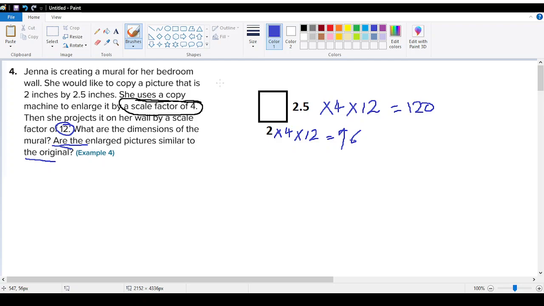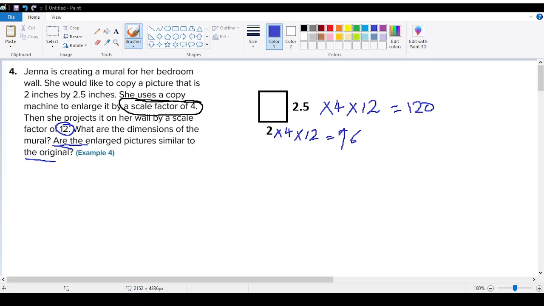120 and 96. Okay, and is the enlarged picture similar to the original? Yeah, of course it's similar because we have done nothing other than multiplying. If you multiply both dimensions with the same numbers, then it's going to be similar. Understood? Yes.